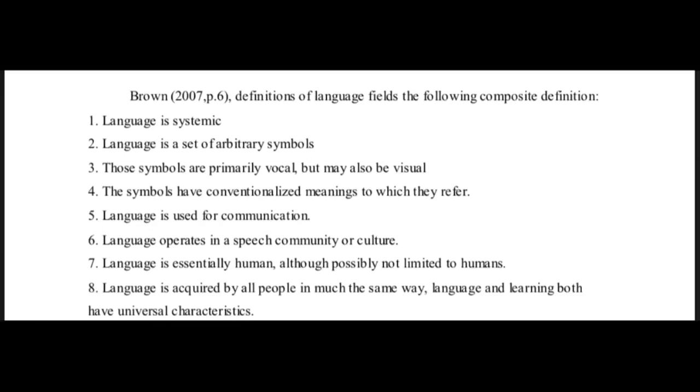Now, based on Brown 2007, there is a definition of language, and this is: the first one is that language is systematic. The second one is that language is a set of arbitrary symbols. The third one is that the symbols are primarily vocal but may also be visual. The fourth one is that the symbols have conventionalized meanings to which they refer. Next, language is used for communication.